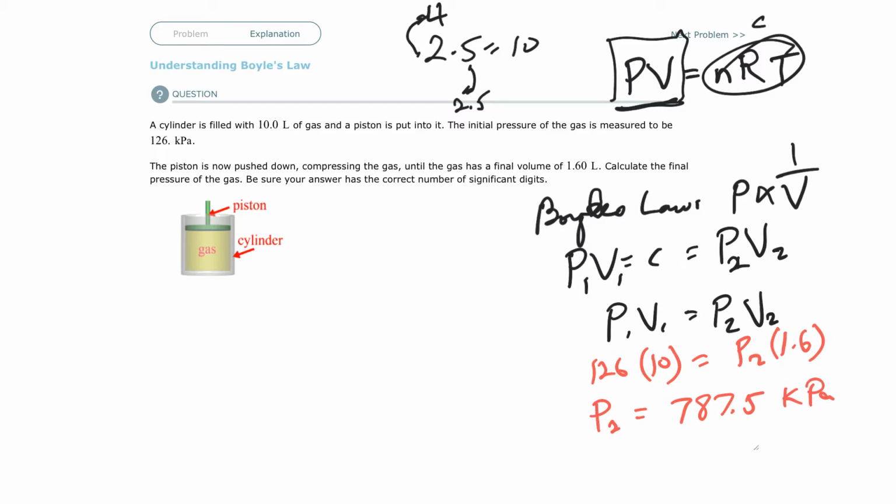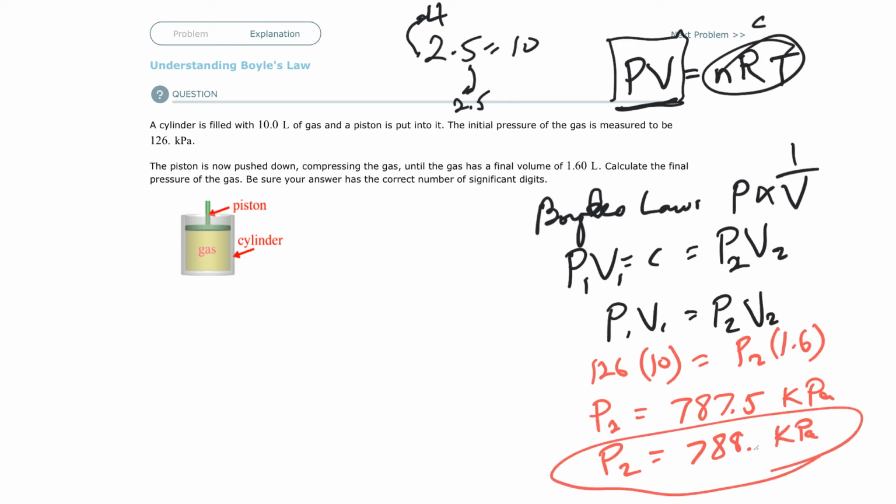Look back up and see what your lowest number of significant figures is. For liters, I've got 3. For kilopascals, I've got 3. That means I have to have 3 in my answer. 787 is the 3, so go to the next digit, 5. It is a 5, so I need to round up. So P2 equals 788 kilopascals. And there's your answer.